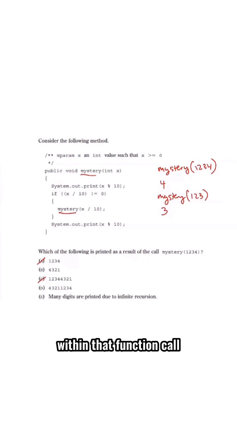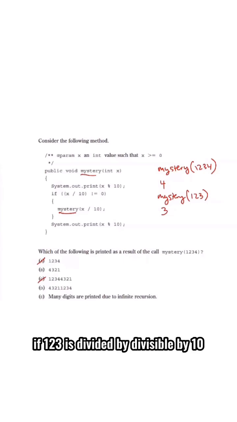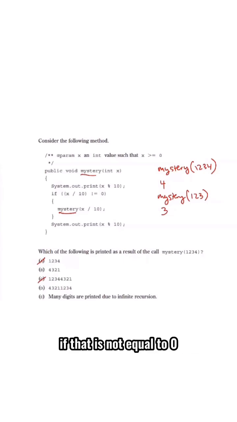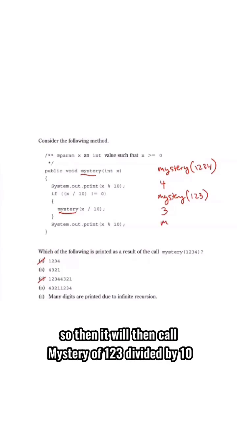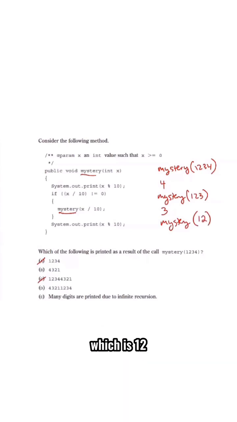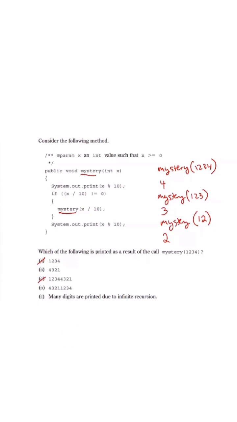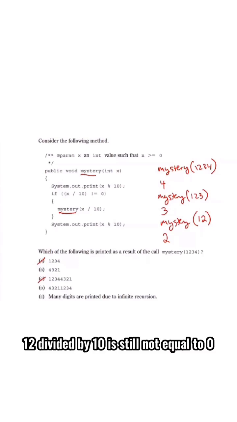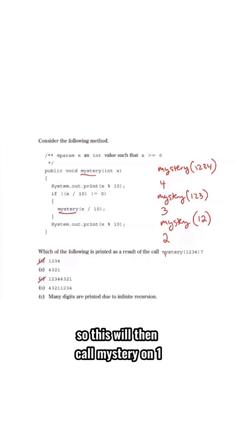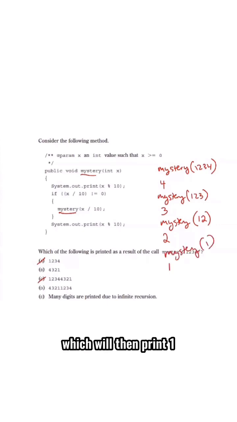Within that function call, it will check to see if 123 divided by 10 is not equal to 0. That's not equal to 0, so then it will call mystery of 123 divided by 10, which is 12. This will print 2 as it goes into that method. 12 divided by 10 is still not equal to 0, so this will then call mystery on 1, which will then print 1.